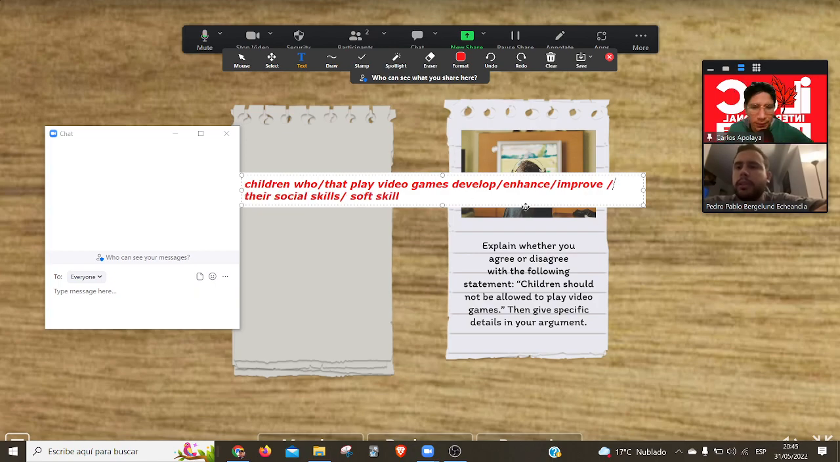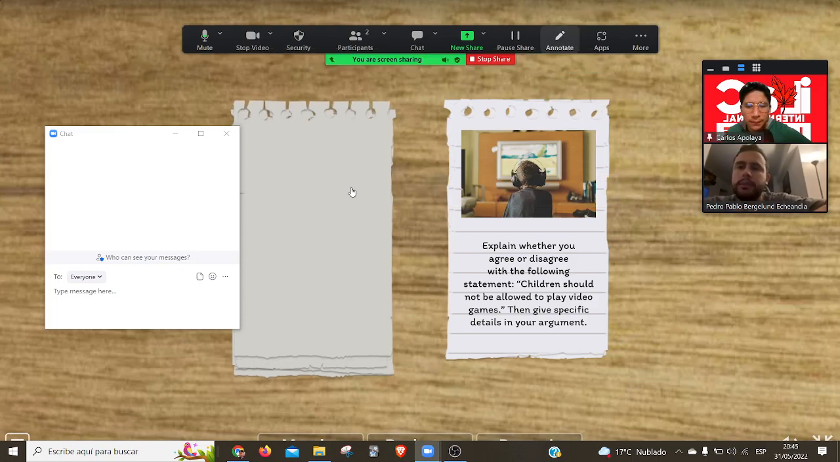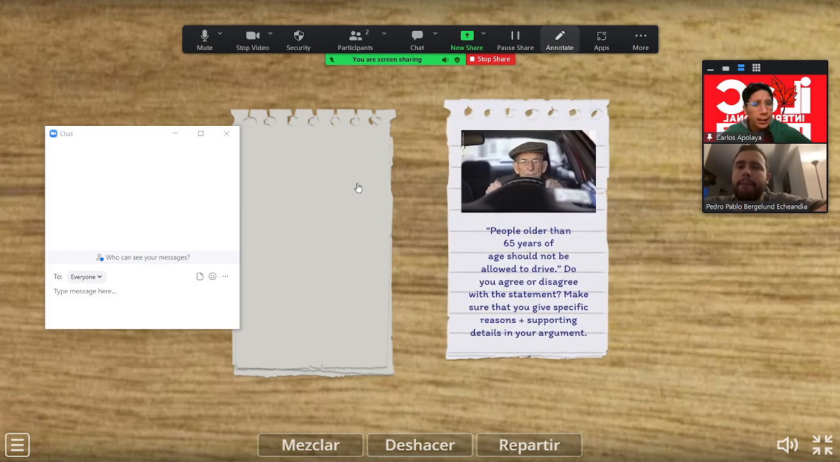Nice. Improve. Este estuvo mejor que los anteriores. Estuvo genial con esta expresión. It has been proven. Nice. Next. People older than 65 years old should not be allowed to drive? What do you think?